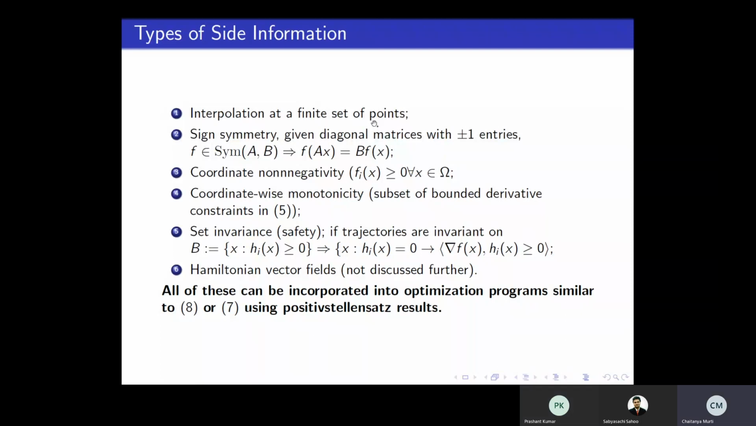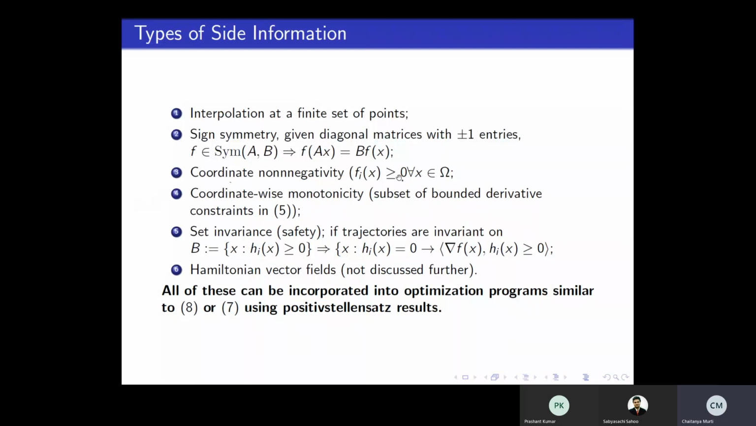The next is sign symmetry. If I have sign matrices with plus or minus 1, A and B, f of Ax is equal to B f of x. Again, this is a polynomial constraint, except you have n such constraints. Then coordinate non-negativity and coordinate-wise monotonicity, these 3 and 4 are exactly the same. This is, in fact, exactly the bounded derivative case. You're saying that the derivative is between 0 and infinity, or between 0 and minus infinity, or between minus 1 and minus infinity.